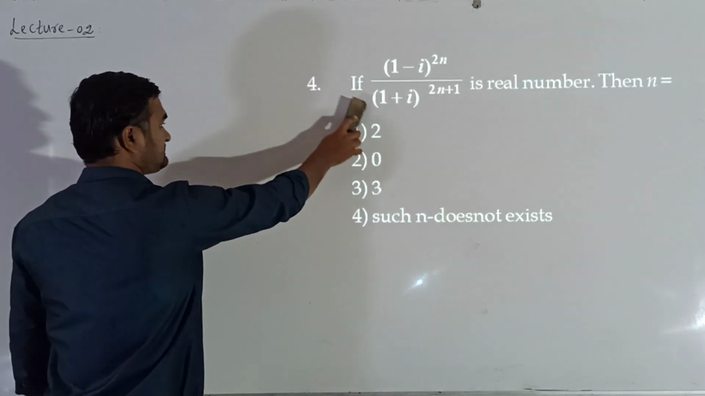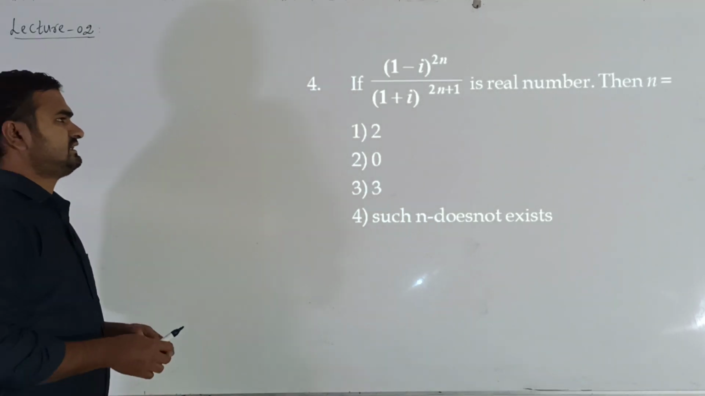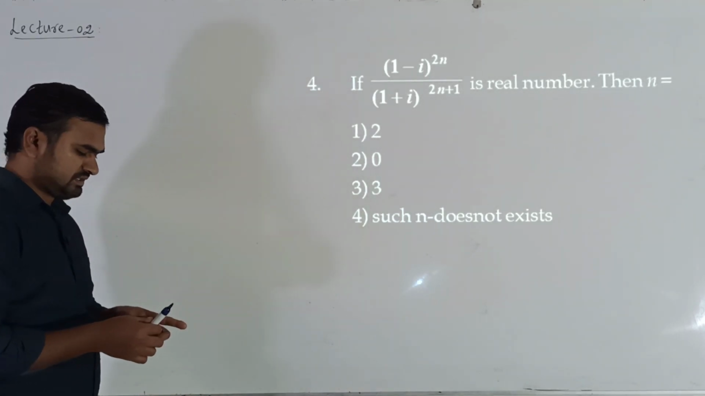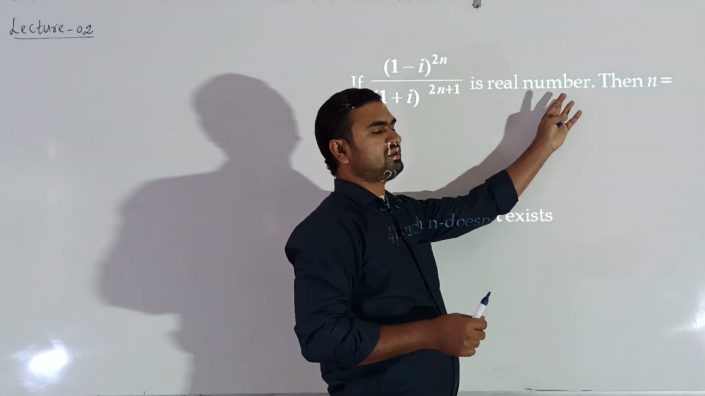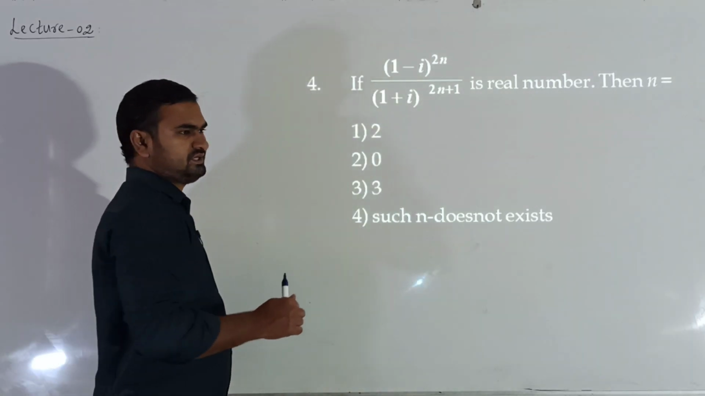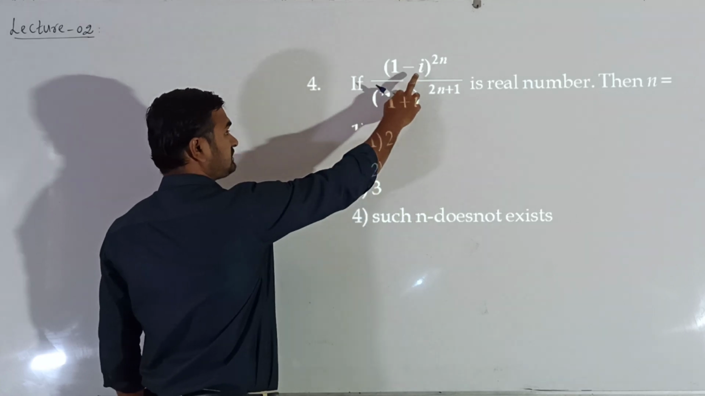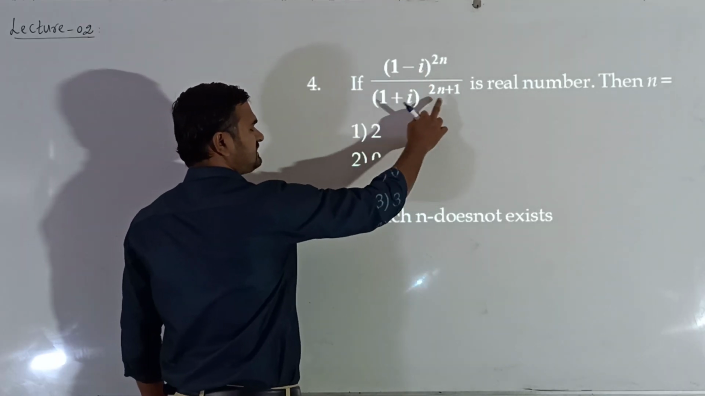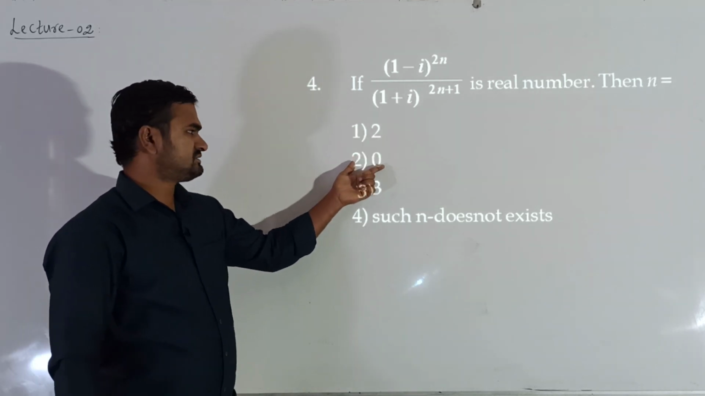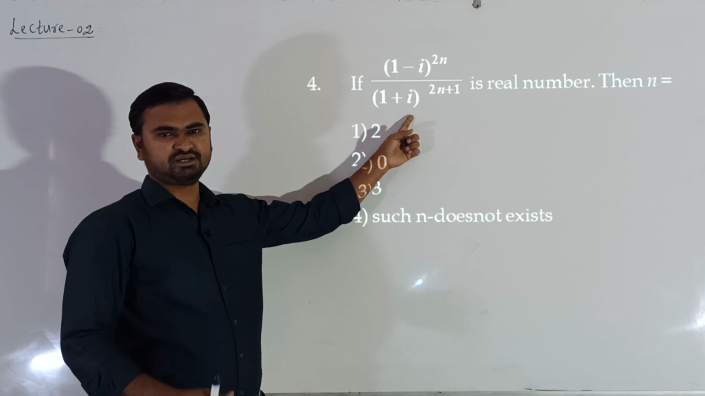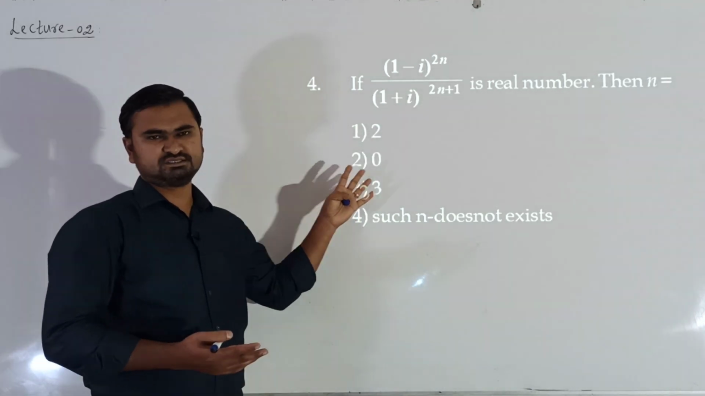If (1 - i)^(2n) divided by (1 + i)^(2n+1) is a real number, then what is the n value? So what should be n so that this complex number is a real number? Here one thing we can do is substitute the n value. Take the first option, substitute n as 2, simplify this, and see whether we are getting some real number or not. If not the first option, then we take the second option, substitute 0, simplify and see whether we get a real number or not. So by verification we can do, that is one method.